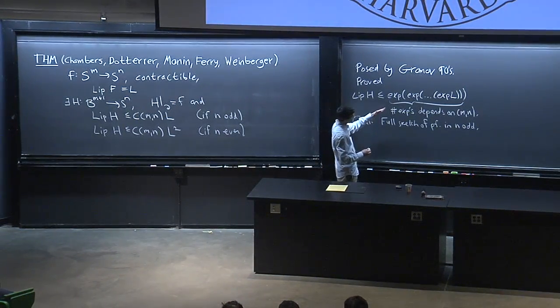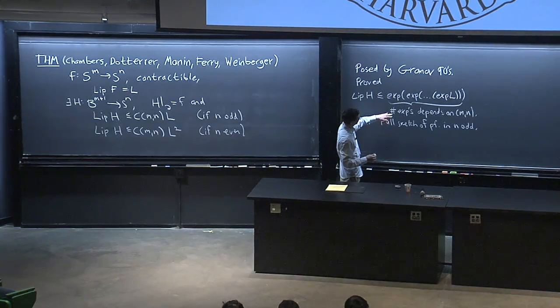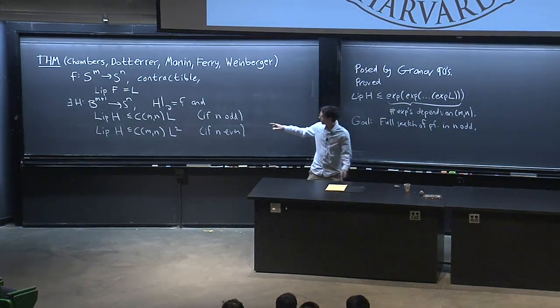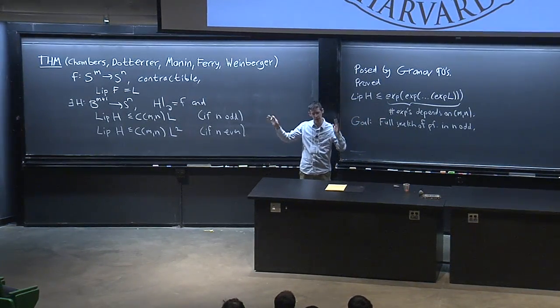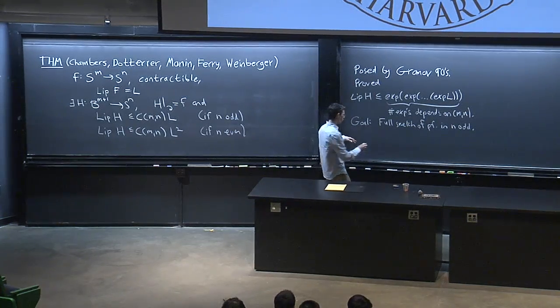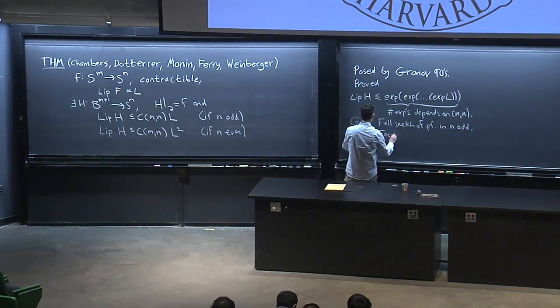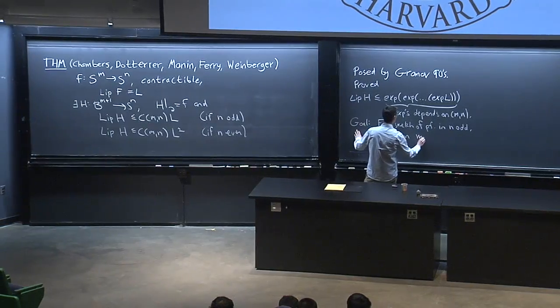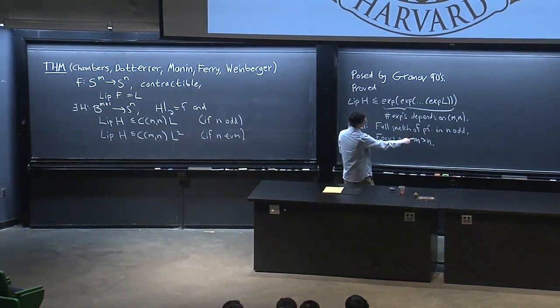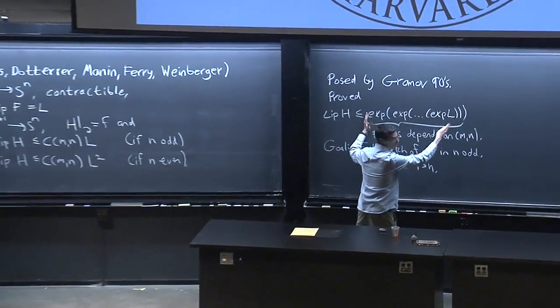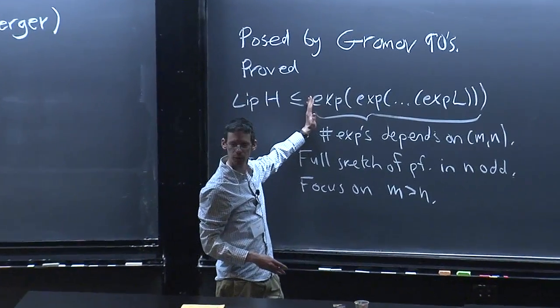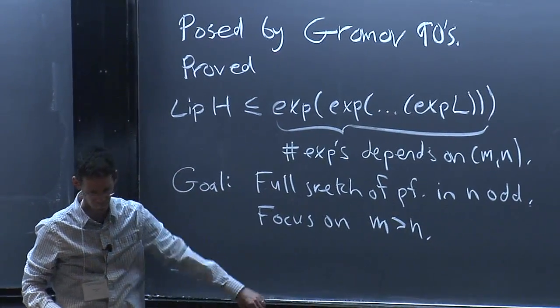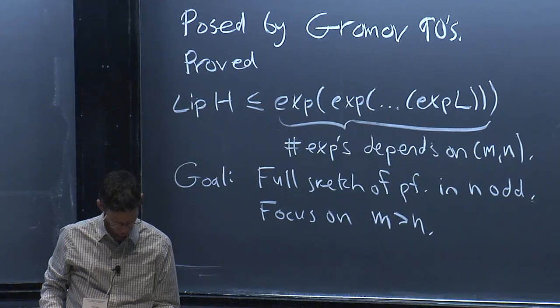Also, there are some cases that are easier. If m is smaller than n, it's not that hard to prove this. And if m is equal to n, it's a little harder, but not that hard. So I'm going to focus on what's really the hard case, which is when m is bigger than n. And when m is much bigger than n, that's when this tower of exponentials is very long.